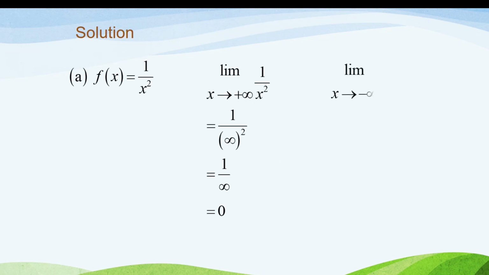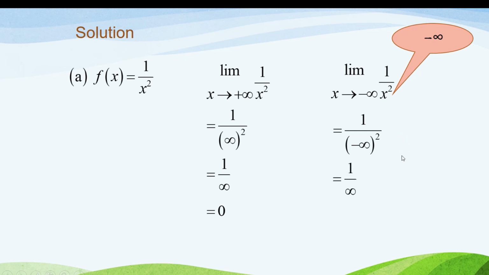Okay, look at the limit as x approaches negative infinity of 1 over x squared. We substitute negative infinity for x. We get 1 over negative infinity squared. Negative infinity squared is infinity, and 1 over infinity, the answer is 0.